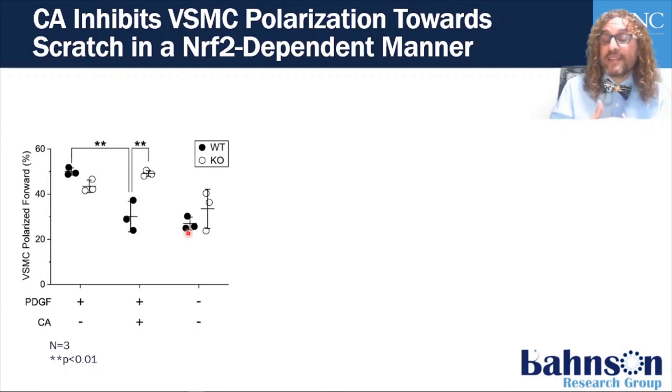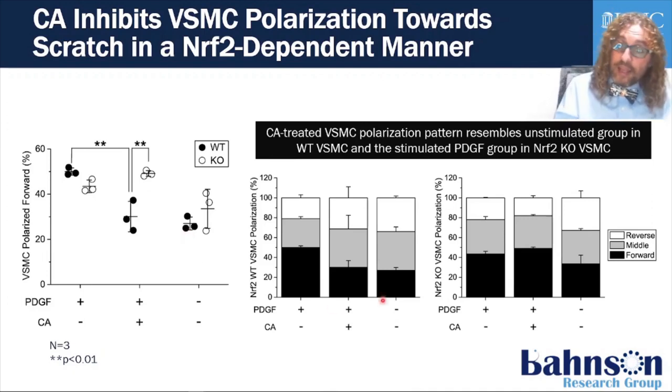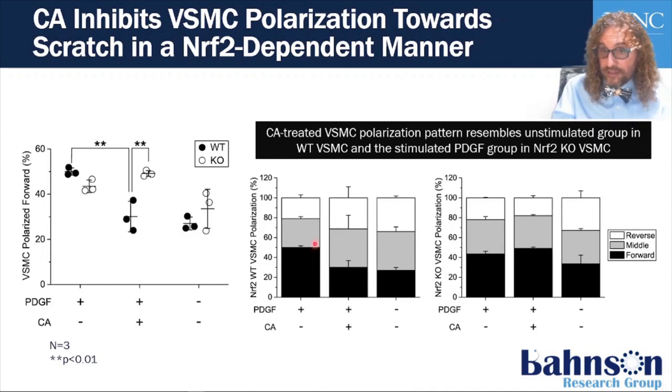Another way to look at this is as the distribution of frontward-facing, middle, or rearward-facing centrosomes. In the wild-type animals, we see that when we stimulate with PDGF, the majority of cells have scratch-facing or forward-facing centrosomes. And the unstimulated cells actually have a pretty even one-third, one-third, one-third of cells, which indicates random distribution of the centrosome. The cinnamic aldehyde-treated cells also resemble these unstimulated cells with random distribution, a third forward, a third in the middle, and a third rearward facing.